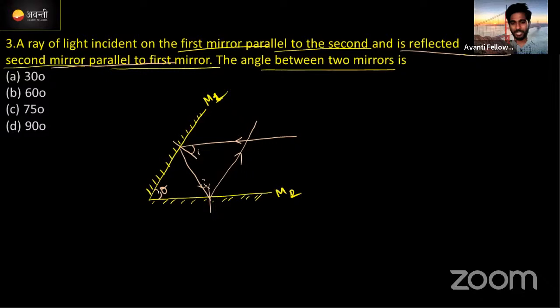Yes. Look here. If you consider this portion, it looks like an equilateral triangle. The sum of the angles of a triangle is 180 degrees. Then each of these angles will become 60 degrees.